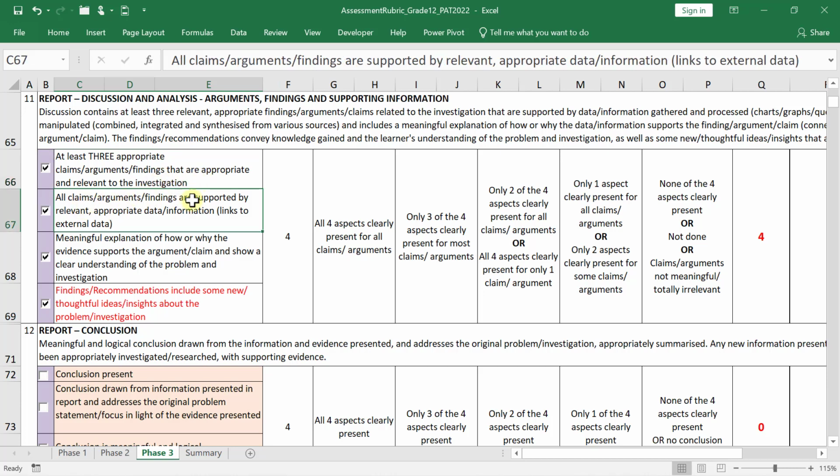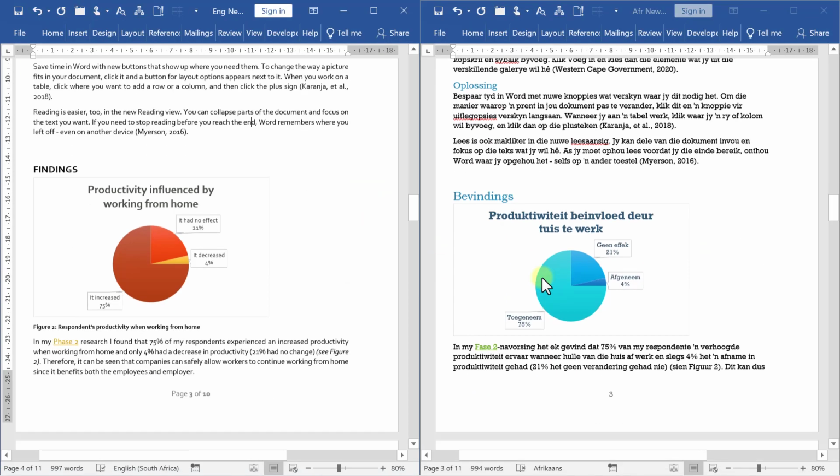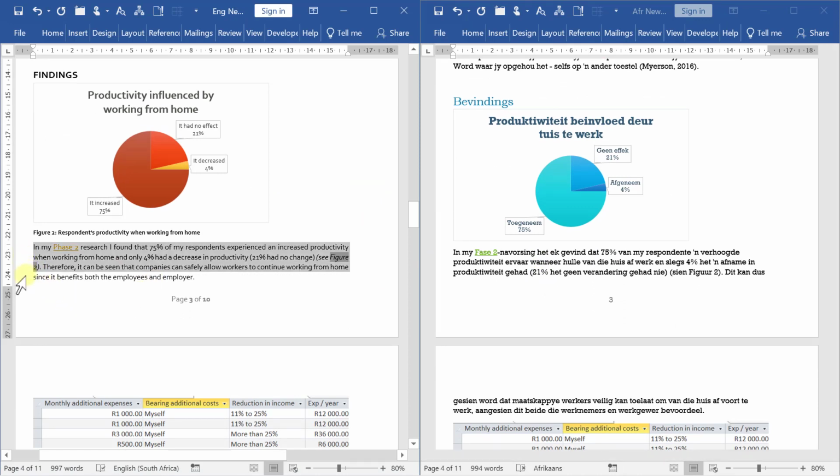Okay. Are the claims supported by relevant data? So is it actually supported? Do you have proof for what you're claiming? Do you have like a graph or a screenshot of the report or the query that proves what you're saying? And then thirdly, do you have a meaningful explanation that shows a clear understanding of the problem? So that's about how good this explanation is underneath the finding, underneath the chart, saying what your interpretation is. Is that meaningful? Do I understand that properly? Does it show insight into the problem?